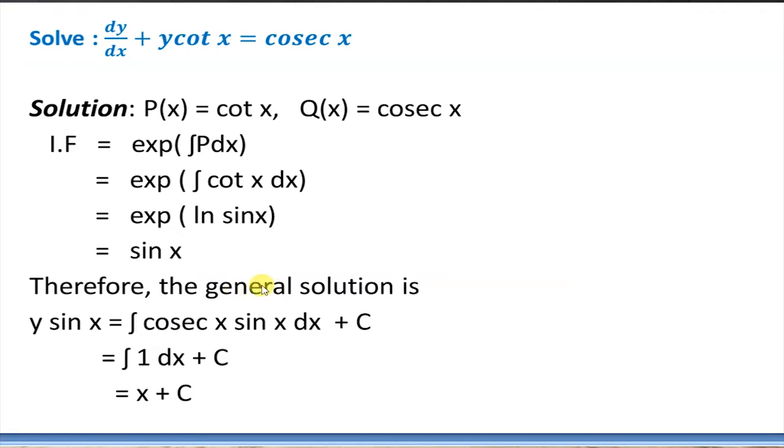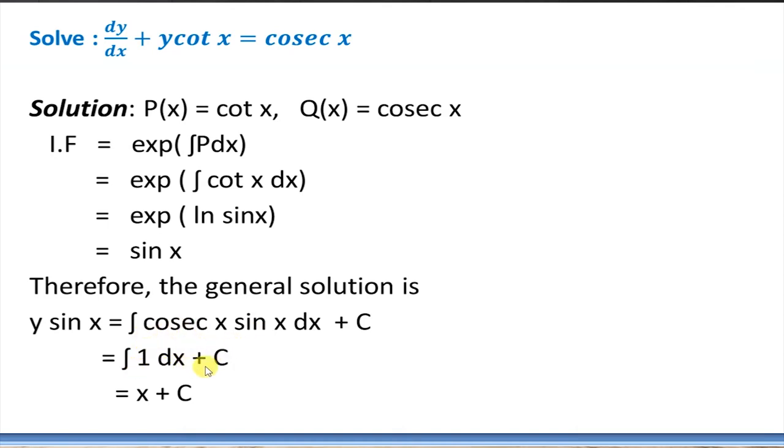So after getting this integrating factor, we can directly write the general solution. General solution of this is given by y into integrating factor is equal to integral of q into integrating factor dx plus integrating constant c. So the general solution of the given differential equation is y into integrating factor, which is nothing but sin x. So y into sin x is equal to integral of q. Q is cosecant x. So integral of cosecant x into sin x, that is integrating factor, dx, plus integrating constant c. C is arbitrary constant.